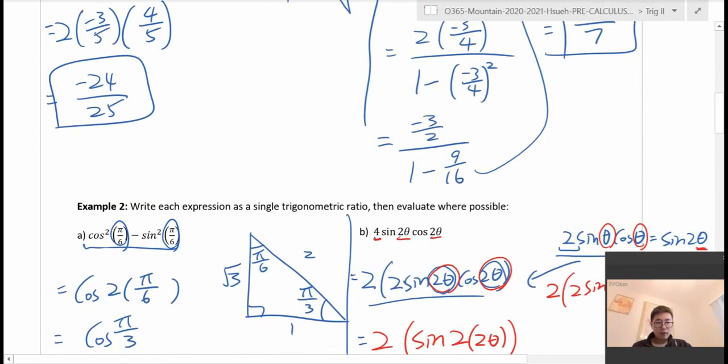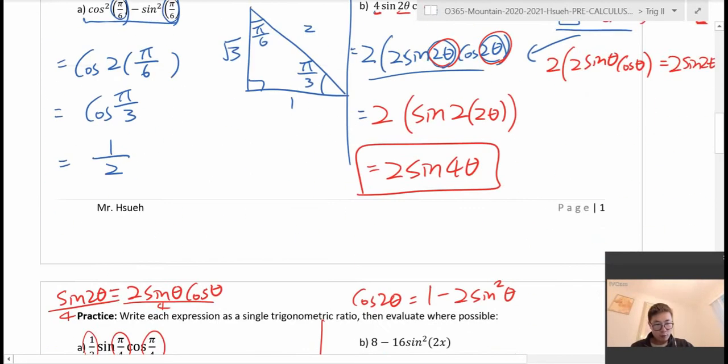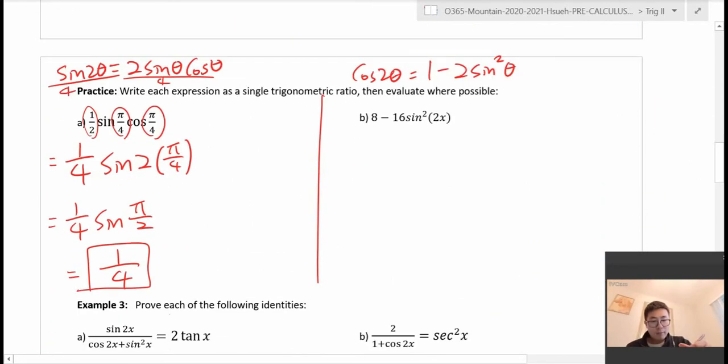Let me just double check. Again, there you go. Cosine 2 theta is 1 minus 2 sine squared theta. So then again, I need to make it the same as this, which means if I multiply this by 8, then I get 8 minus 16. Okay, so what I need to do then is this is going to equal 8 cos 2 theta.